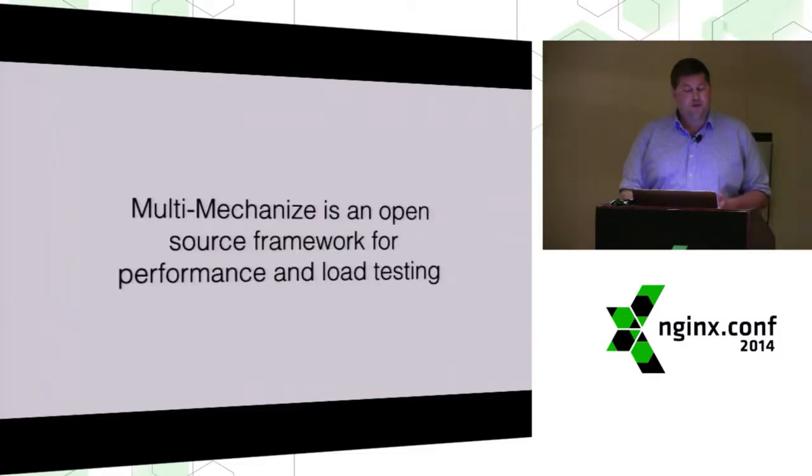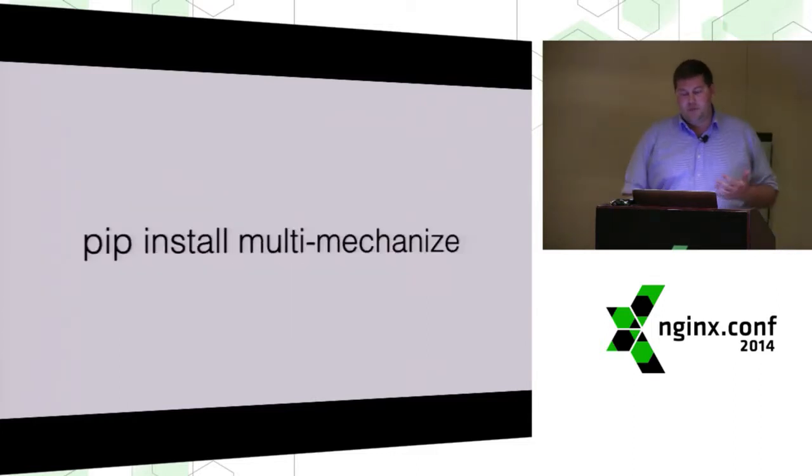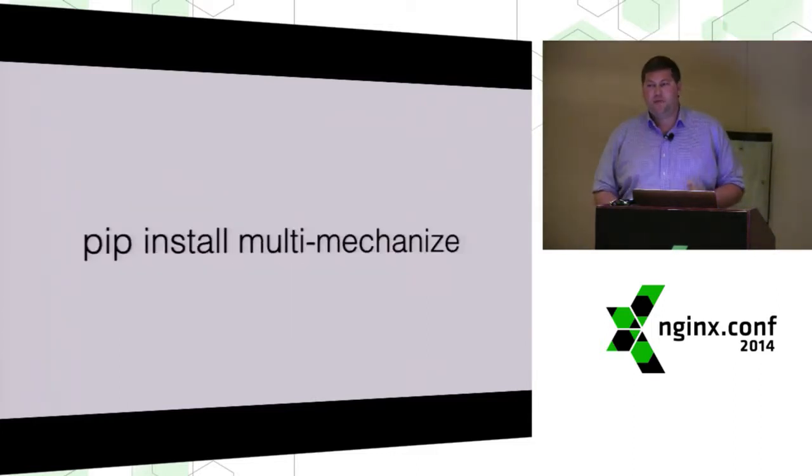Multi-mechanize is an open source framework for performance and load testing. When you have complex interactions that you want to test against, usually what I do is write a multi-mechanize project for this so that I can actually script a complex scenario. You can do this very simply. It's all in Python, so it's very easy to install. Pip install multi-mechanize, and you're good to go.